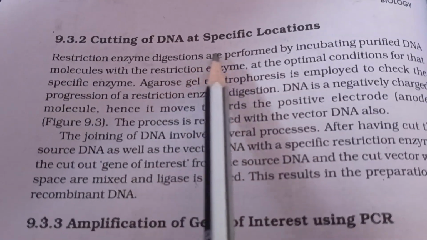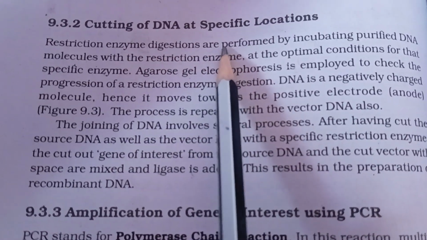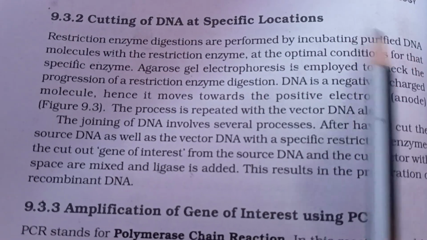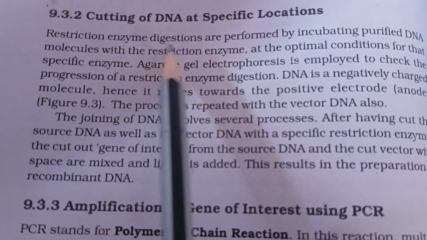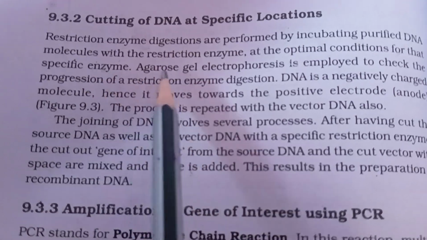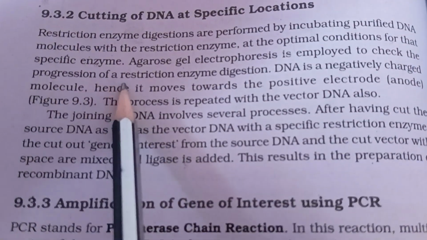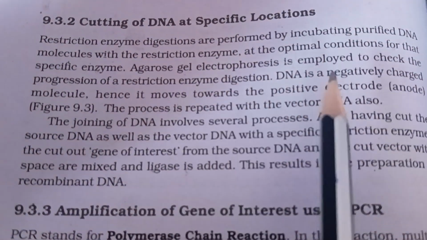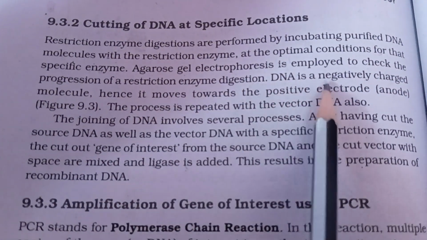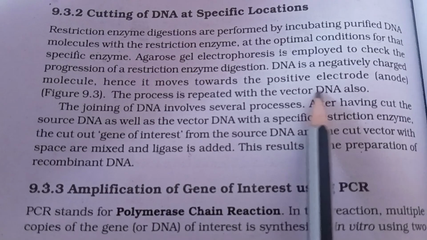Now the cutting of DNA at specific locations. Restriction enzyme digestions are performed by incubating the purified DNA molecules with the restriction enzyme at the optimal conditions for that specific enzyme. Agarose gel electrophoresis is employed to check the progression of a restriction enzyme digestion. DNA is a negatively charged molecule, hence it moves towards the positive electrode, means anode. The process is repeated with the vector DNA also.